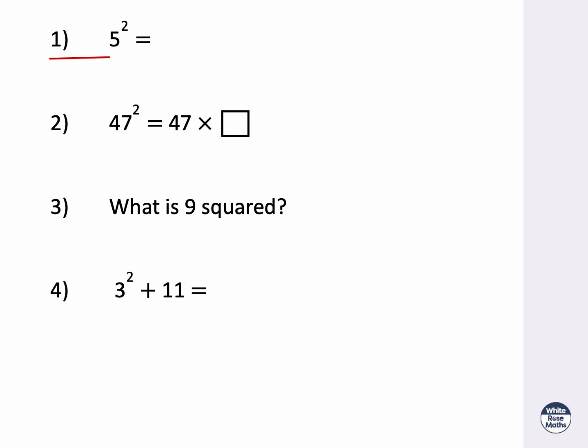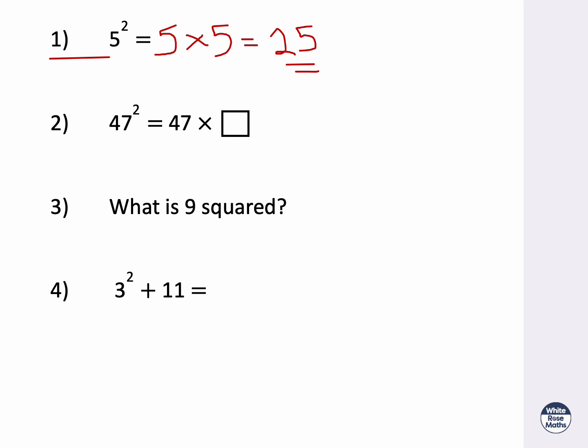This is 5 squared, so this means 5 times 5. Now, 5 times 5, we should know that's equal to 25. So 5 to the power of 2, or 5 squared, we say, is equal to 25, guys. And 25 is what I call a square number.